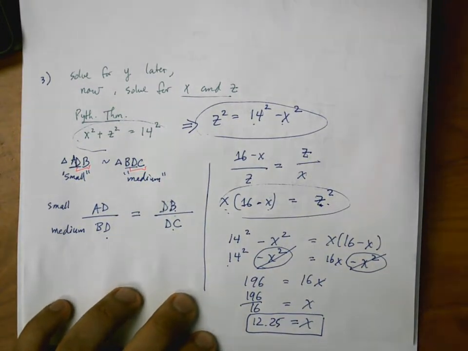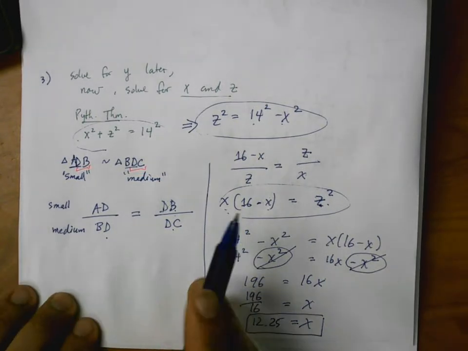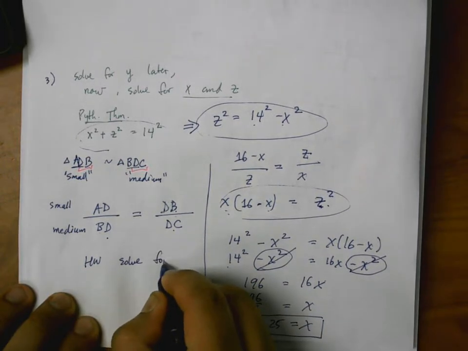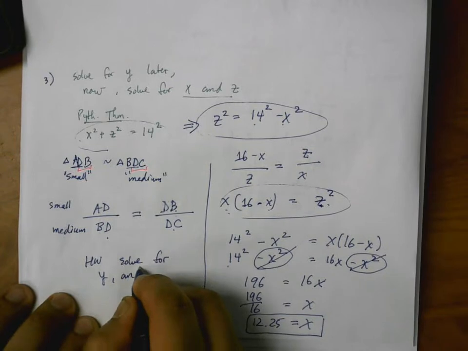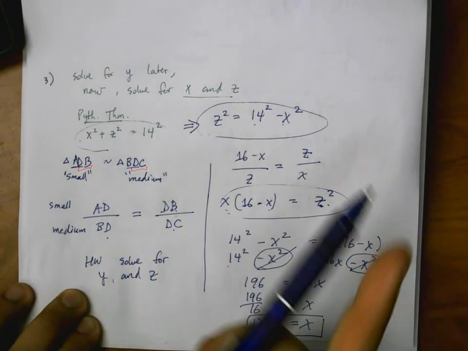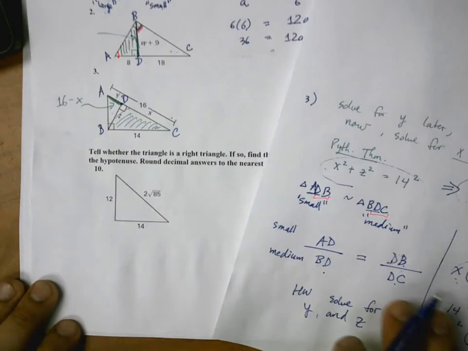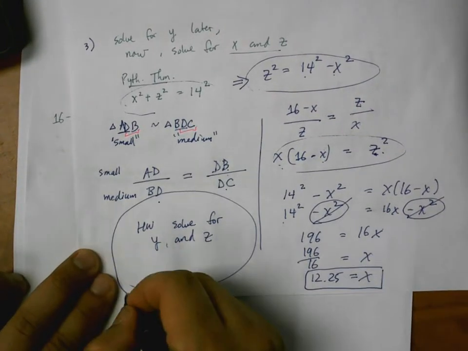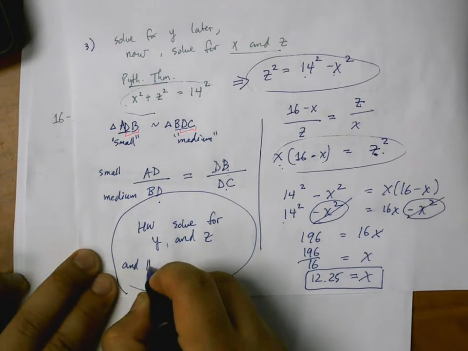Okay, so this problem is only partially done, but I think I've done the most difficult parts of this. I'm going to leave it to you for homework. So as your homework, solve for y and z. Solve for y and z. And also complete the last problem here, number 10. Read the directions carefully and complete that last problem on your own. Okay? Solve for y and z and number 10.